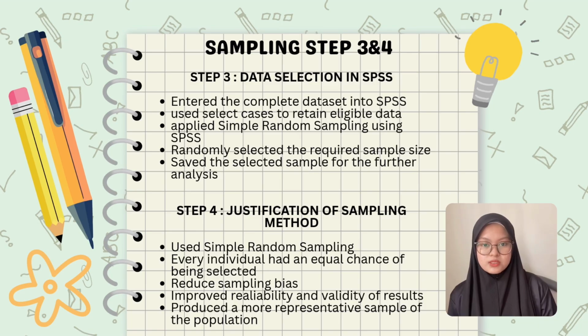Step 4, which is justification of the sampling method. The sampling method used in this study was simple random sampling. This method was chosen because every individual in the population has an equal chance of being selected. As a result, it helped to reduce sampling bias and improve the reliability of the findings. In addition, simple random sampling makes the sample more representative of the population, which increases the validity and generalizability of the study results.